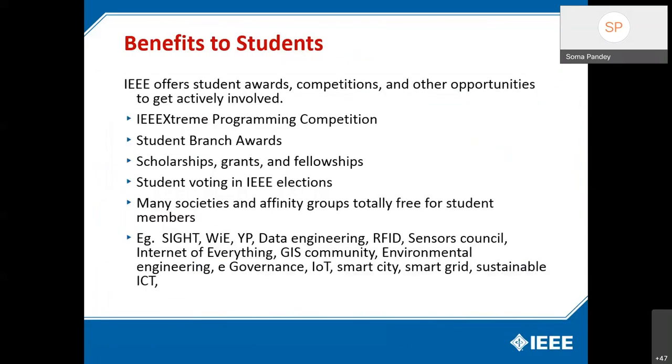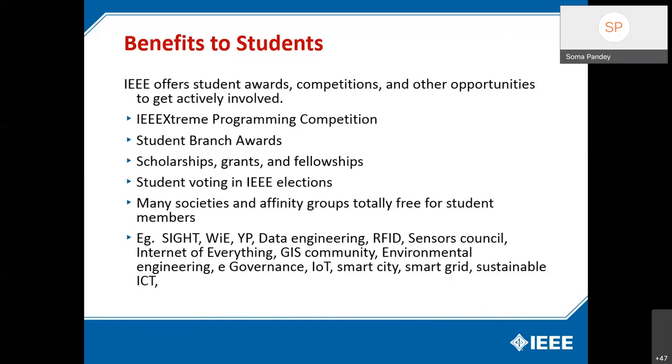Then most importantly, what is the direct benefit to the students apart from these benefits which I have already told you? Especially for students, there are a lot of things lined up from IEEE. There is IEEE Extreme, which is a programming competition specially meant for students. Student branch awards are there. Then scholarships, grants and fellowships only for students are there. Then, of course, student voting is there in the IEEE election. Plus, you can be a part of a society and affinity group without any charges.